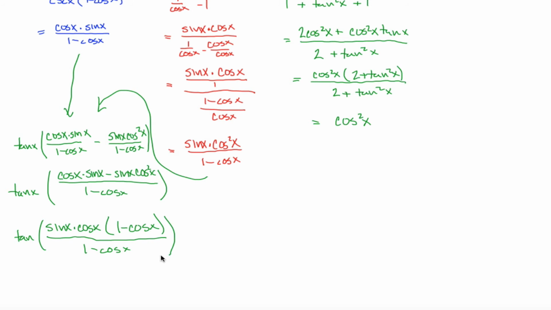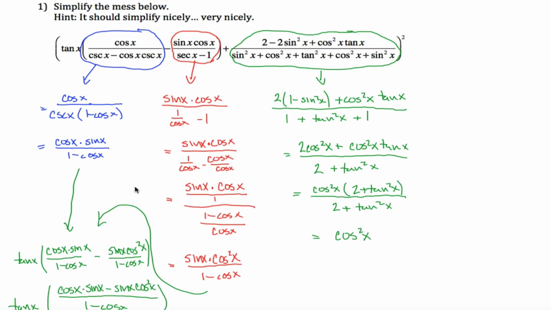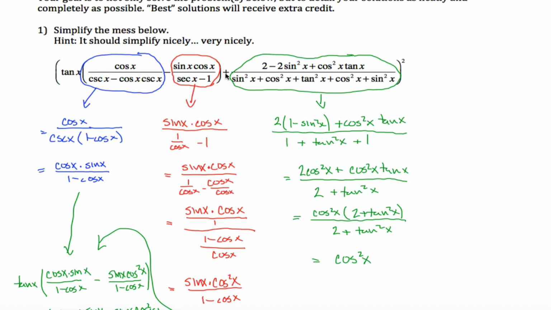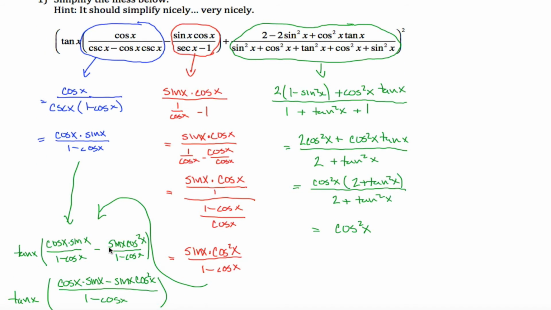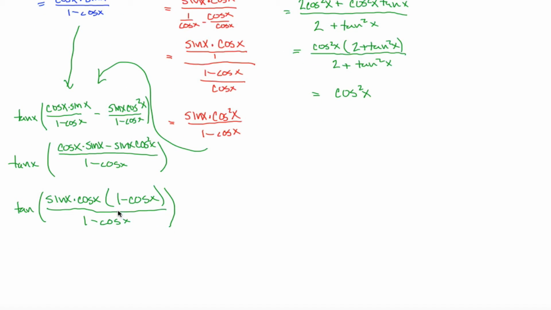So what I've done is this thing in blue went here and this thing in red went here, and then I kind of joined it all back together in green. But the thing in green is going to simplify pretty nicely. The thing in green is just going to be equal to the tangent of x times the sine of x times the cosine of x.